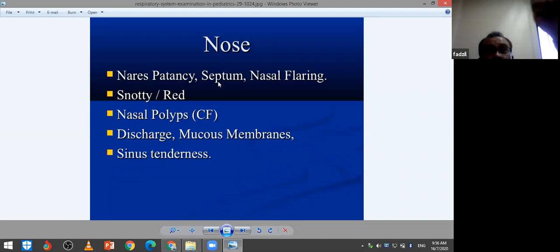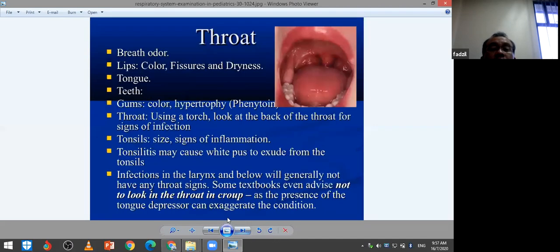If you want to use a torchlight, once they see the torchlight, they resist. This one, nasal flaring, is all difficult. But you can see nasal flaring and discharge. Sinus tenderness, usually at 6 years and above, you can already find the sinus tenderness. Below 6 years, usually you cannot find it. Throat: teeth, color, lip, fissure, dryness, tongue, teeth, gum. And then tonsil, if you can examine the tonsil. Not easy to do in below 6 years old.